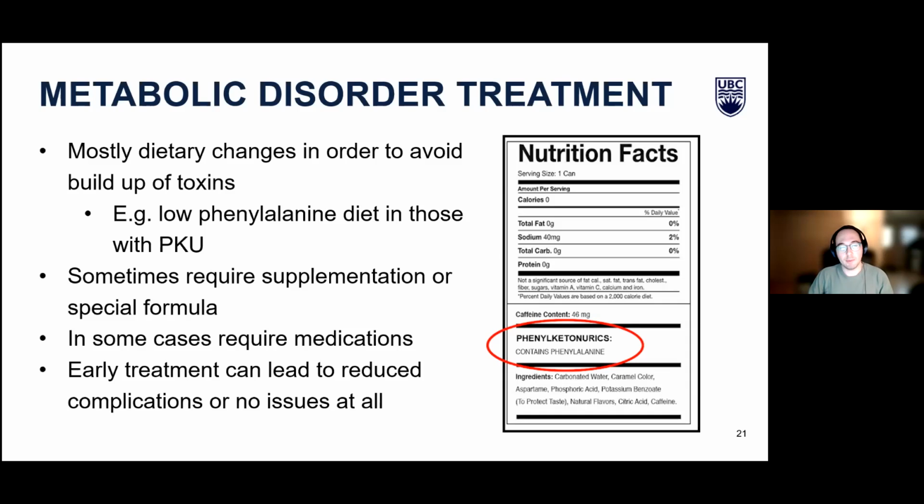As I mentioned, sometimes with these disorders, it's not only leading to toxic buildup, but we're also deficient in certain things that we need. So that might require supplementation, or they might early on in life need a special type of formula to get those supplements or whatever nutrients they need that they're lacking. In some cases they will require medications, but as I said, early treatment can lead to reduced complications, or in some cases, children can have a completely normal life if these things are caught early on and treated right away.